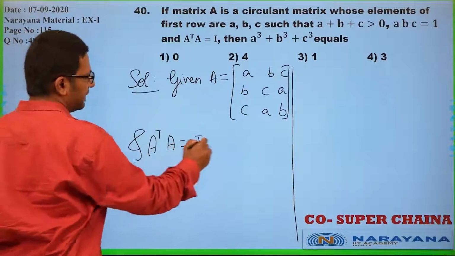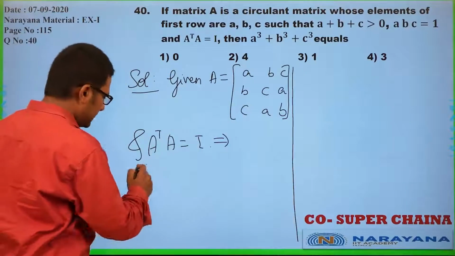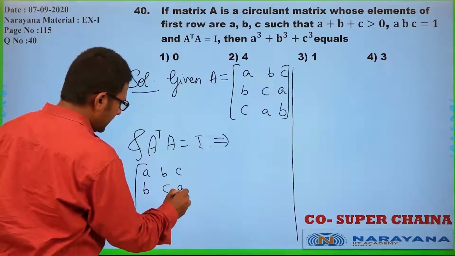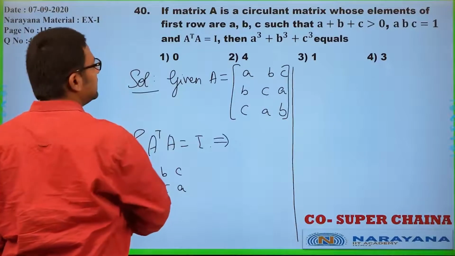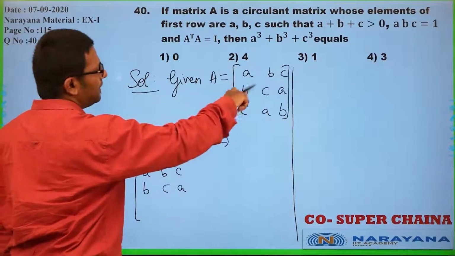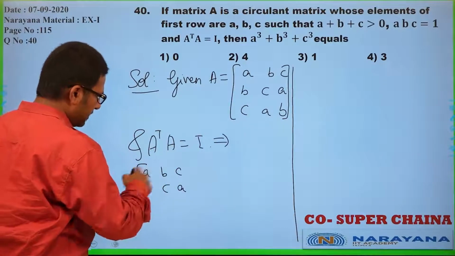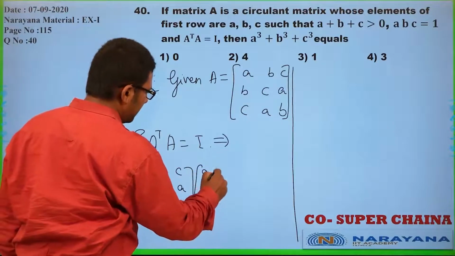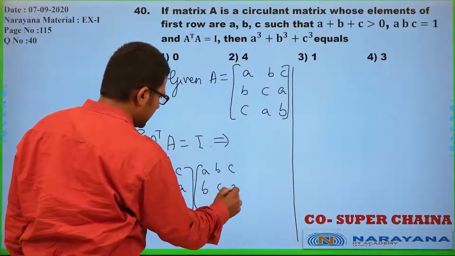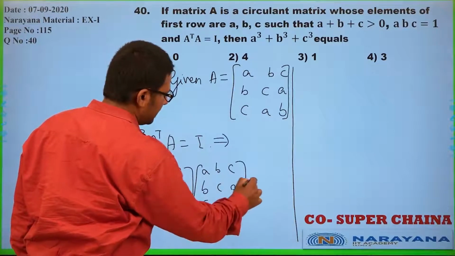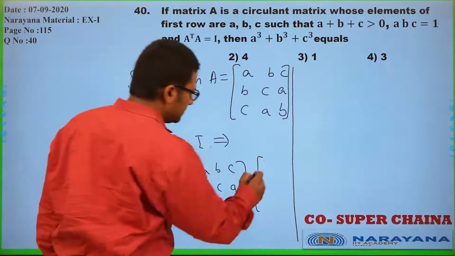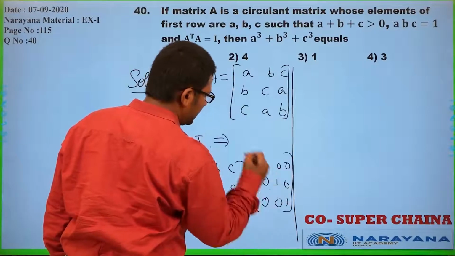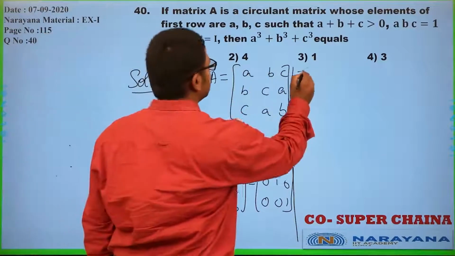So this is given and this is given, which means let us do the multiplication. So A is a, b, c; b, c, a; c, a, b, and its transpose. You see, this is a symmetric matrix, so the transpose is going to be the same. So a, b, c; b, c, a; c, a, b into a, b, c; b, c, a; c, a, b is equal to the identity matrix, so 1 0 0, 0 1 0, 0 0 1. Let us do the multiplication.